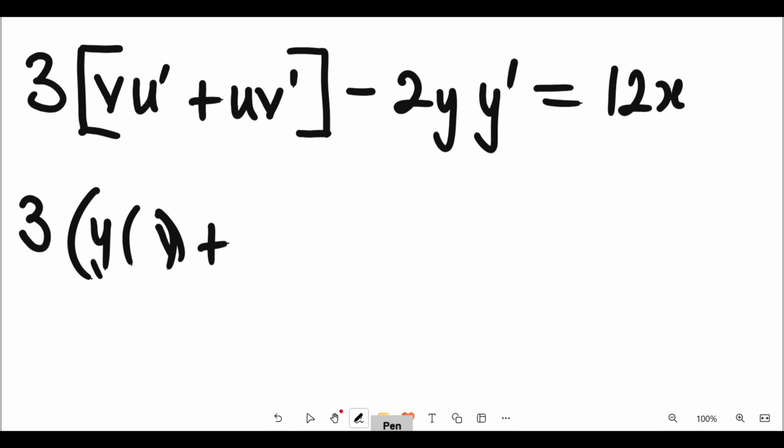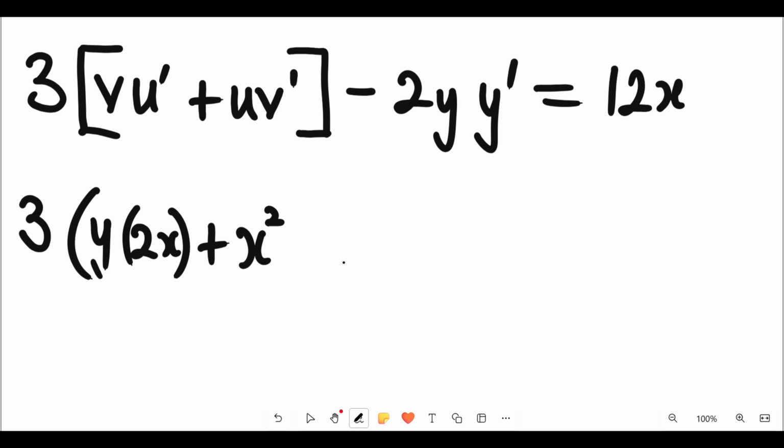No, x is having 2. Sorry, it's going to be 2x rather. It's having an exponent of 2, so the derivative of it will be 2x. Then plus the original u, which is the x squared, multiplied by the derivative of v.